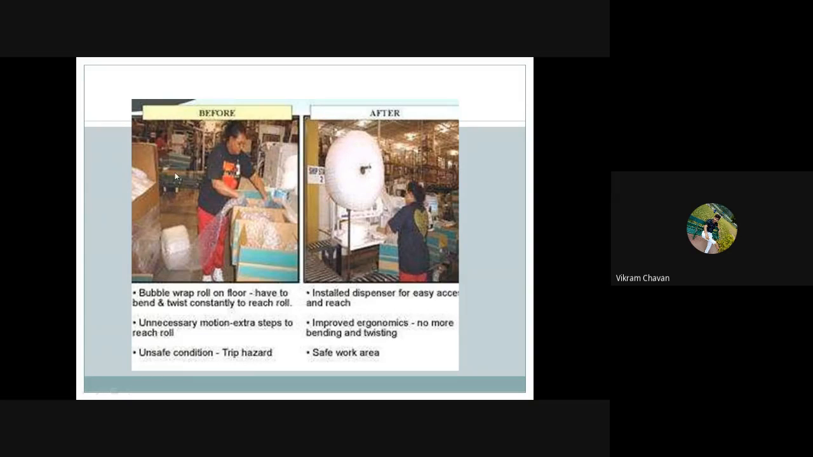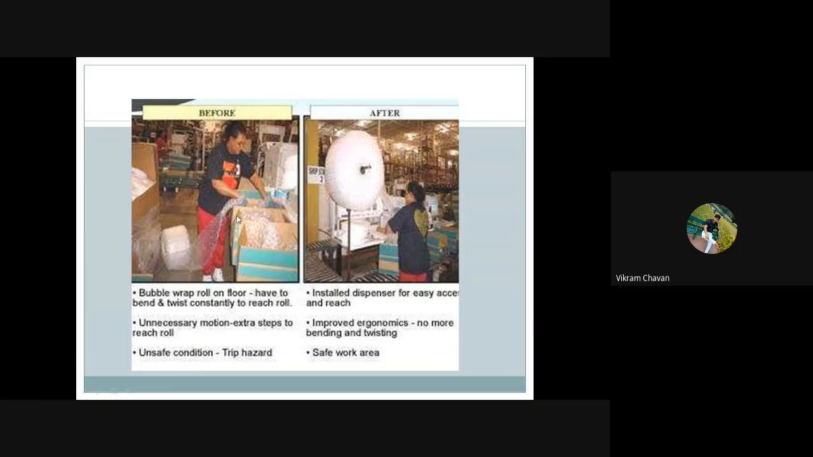Sometimes material will be transported through this section, and at that time the roller will be an obstacle to transporting that material at this location. So there is no safety, and someone can fall on the floor by striking this roller. So these types of problems arise.